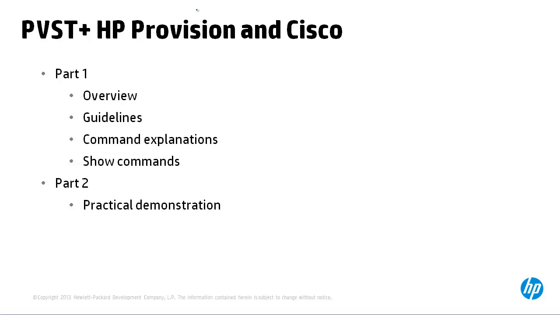In the first part, there's an overview of PVST configuration on HP ProVision and Cisco switches, including guidelines and command explanations. A brief overview of show commands that can be used to test interoperability is also covered. The second part is a practical demonstration of the setup, configuration, and testing of rapid PVST on HP ProVision and Cisco switches. For a quick overview, continue viewing Part 1 and then go to Part 2 if you want to see a practical demonstration of rapid PVST working between HP ProVision switches and Cisco switches.